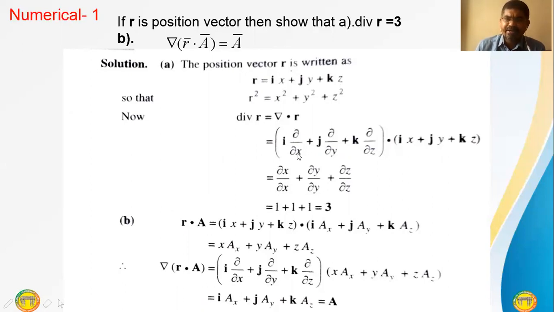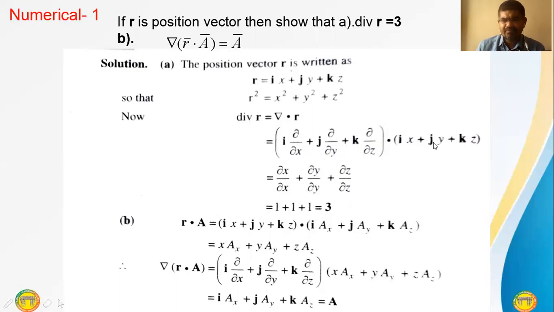Del is i ∂/∂x plus j ∂/∂y plus k ∂/∂z dot xi plus yj plus zk. Here i dot i times ∂x/∂x plus j dot j times ∂y/∂y plus k dot k times ∂z/∂z. i dot j is 0. Therefore, I am not writing anything regarding i dot j, i dot k. j dot i is also 0, j dot k also 0, k dot i also 0.